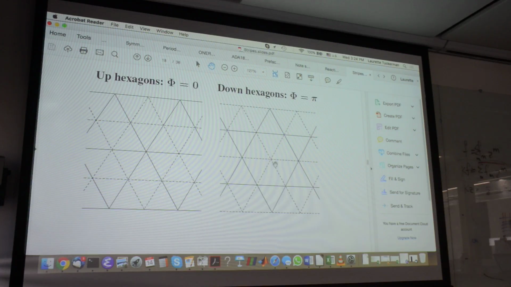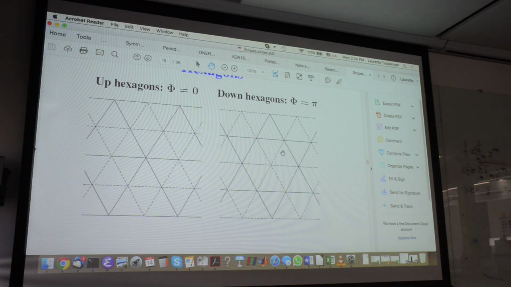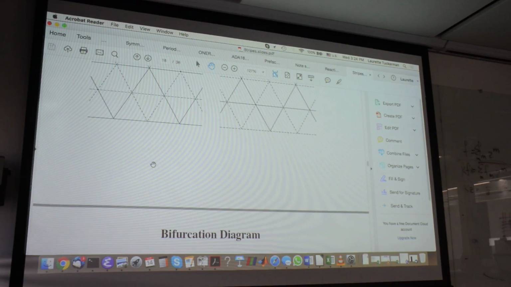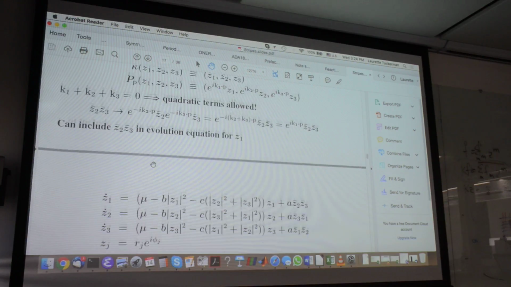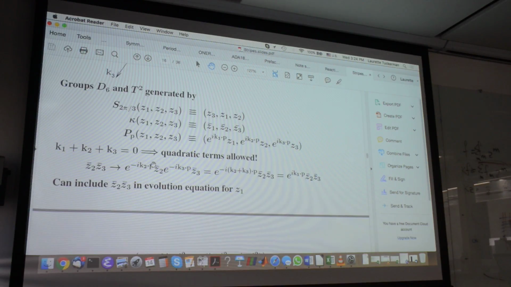And here you have 2 positives and 1 negative, and here you have 2 negatives and 1 positive, and I'm going to claim that that's what you have all along. In this setup, you never have 3 negatives meeting, and in this setup, you never have 3 positives meeting. Hence, they're named down hexagons here and up hexagons there. And so we have a bifurcation to hexagons, but 2 different kinds of hexagons.